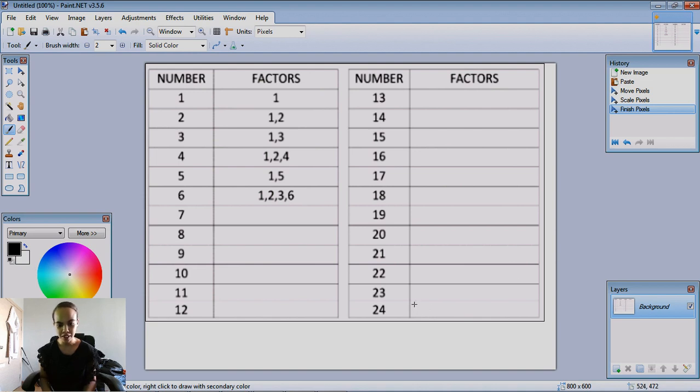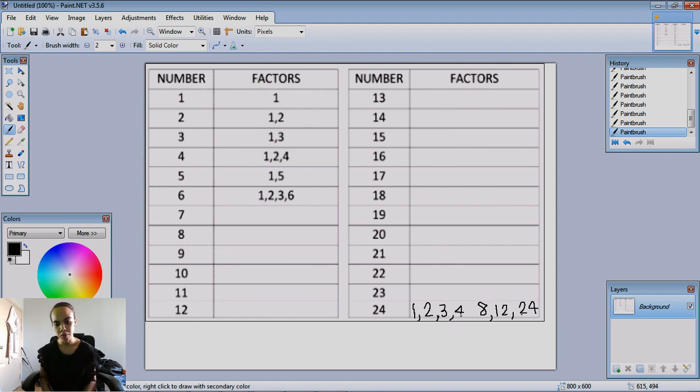Okay, so let's list the factors of 24. I'm going to start at 1, and I'll write 24 over here. So we know it's 1 and 24. 2 and 12. 3 times what is 24? 3 times 8. 4 times what equals 24? 4 times 6. So there we go. We've finished it. We've got all the factors of 24.